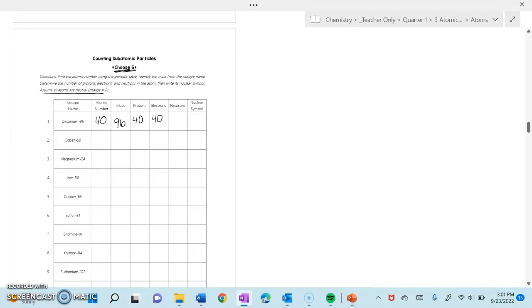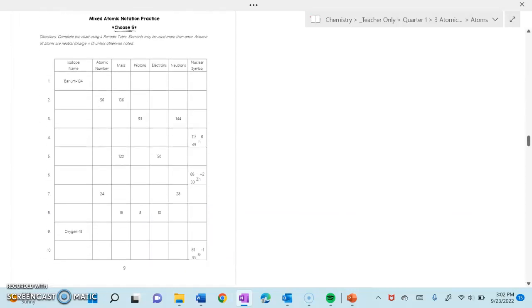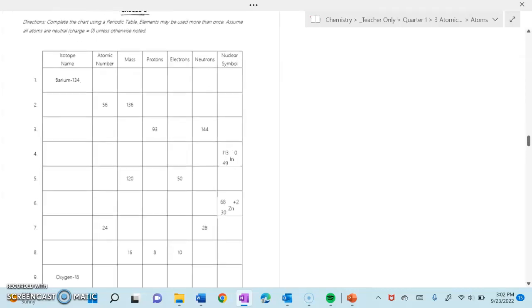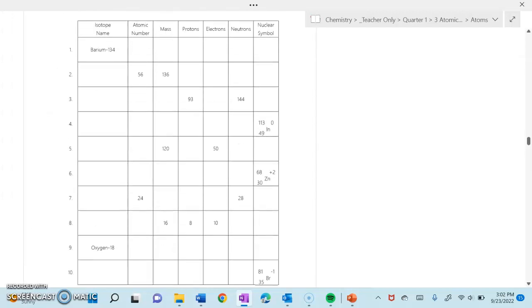Then what can we do to find neutrons? If our total mass is 96, we can subtract out the protons to be left with the neutrons. 96 minus 40, 56 neutrons. Then our nuclear symbol, zirconium, is Zr. It has a charge of 0, atomic number 40, mass 96. Ta-da! So choose 5 of those. On page 9 and 10, they're giving you different pieces of information. So let's try number 2 on page 9.